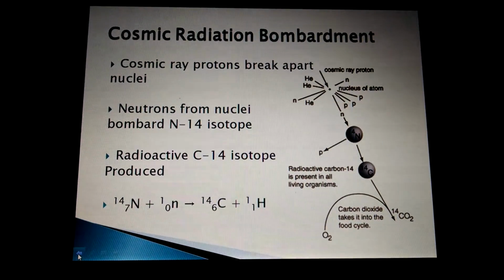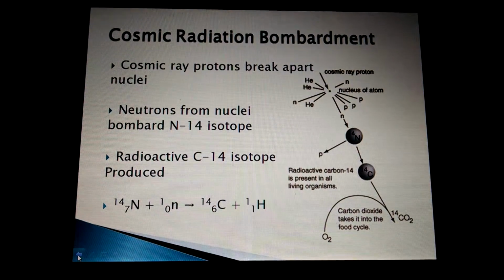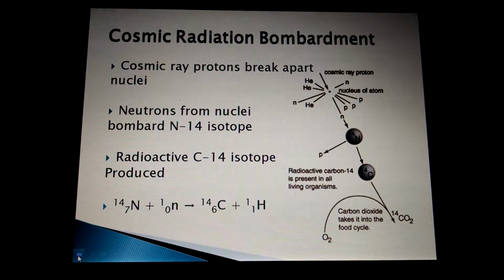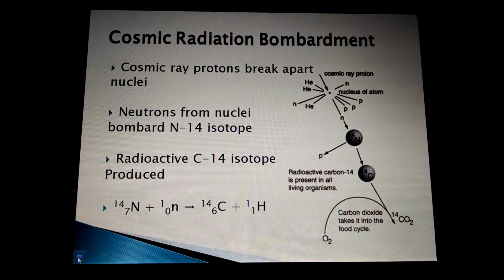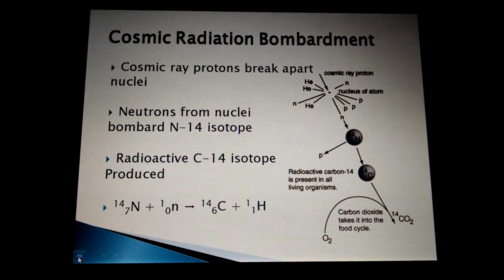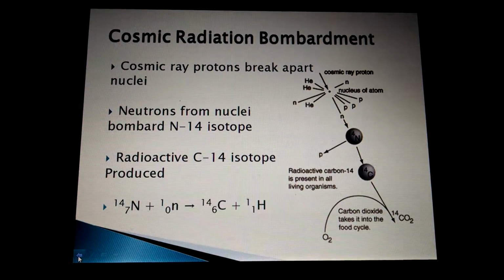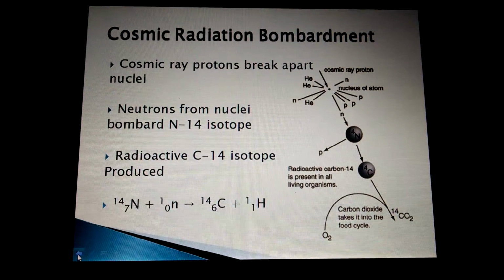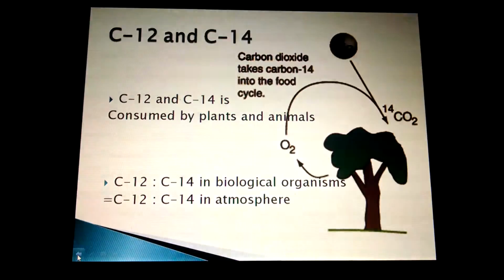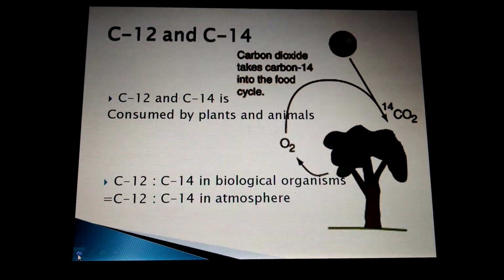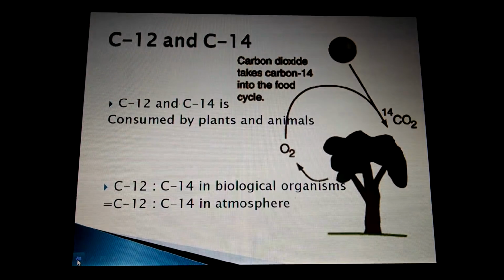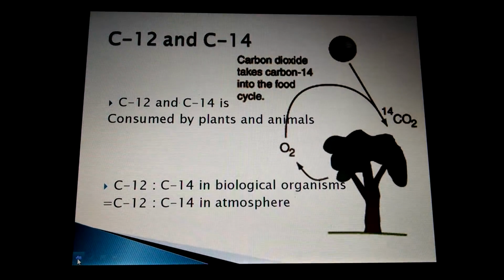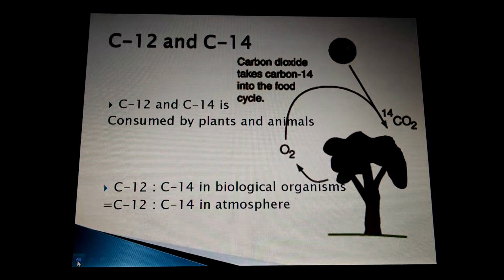Carbon-14 is produced through the process of cosmic radiation bombardment. In this process, cosmic ray protons break apart nuclei in the upper atmosphere. After this, neutrons from these nuclei bump into the nitrogen-14 isotope until carbon-14 is produced. Then the carbon-14 oxidizes with oxygen in the atmosphere, becoming carbon dioxide. This carbon dioxide can then take carbon-14 into the food cycle because plants need carbon dioxide for photosynthesis.